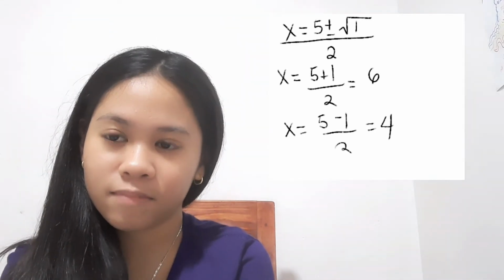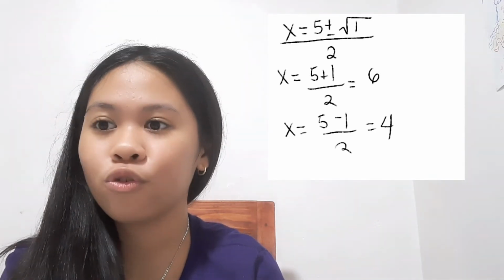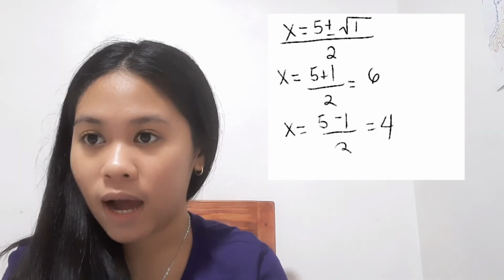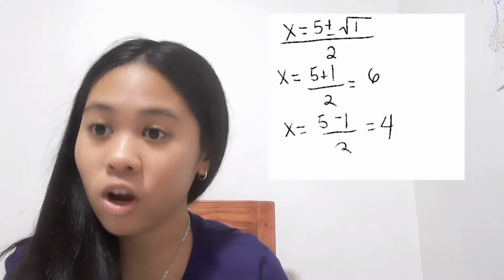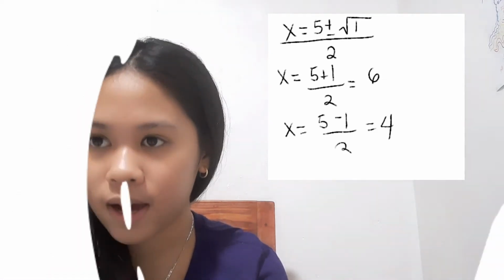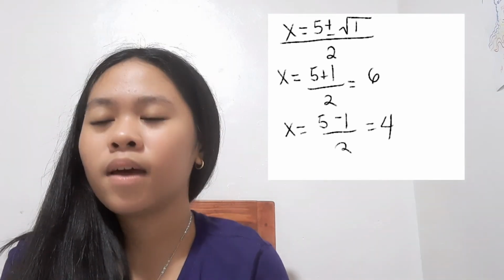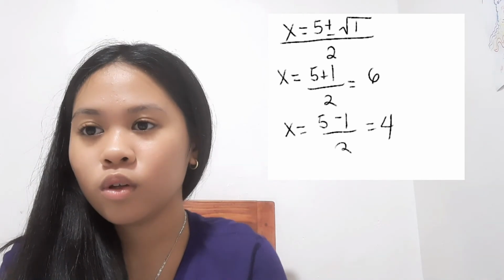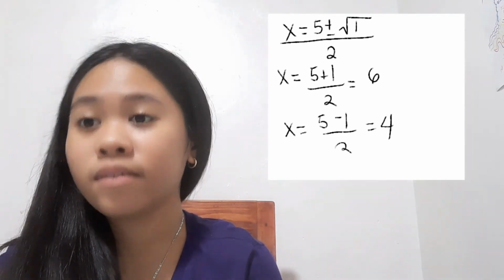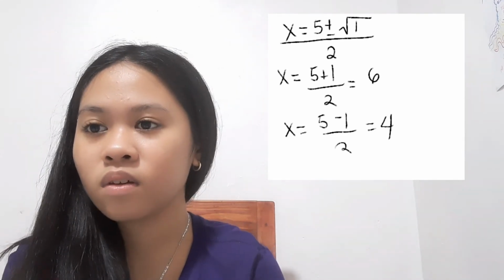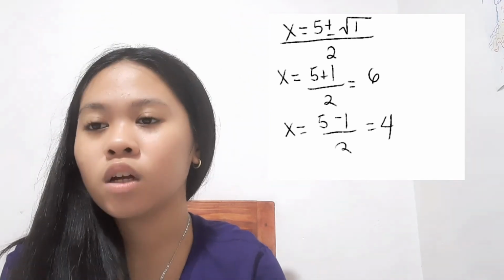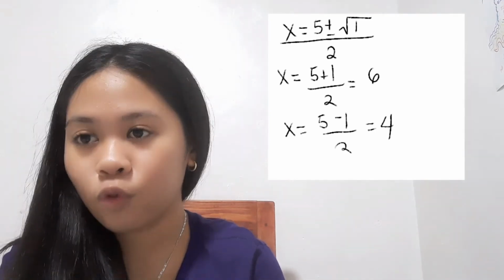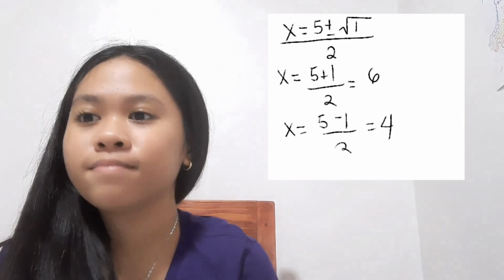But the square root of 1 is also 1. So we have to add and subtract it to positive 5. So, x equals 5 plus 1 over 2, which is equal to 3. And then x equals 5 minus 1 over 2, which is equal to 2. So, that is our answer.